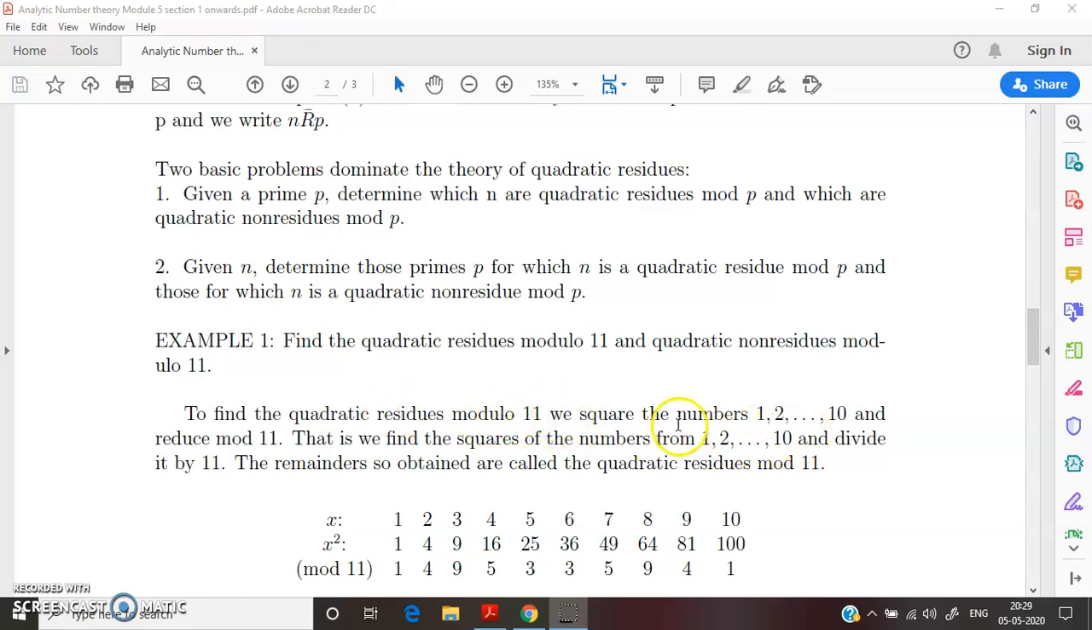This is a prime number, so we take all the numbers from 1 to 10 and reduce modulo 11. That means we find the squares of these numbers and divide by 11, and find the remainders. That is what the n's will be. So the remainders obtained are called the quadratic residues mod 11.